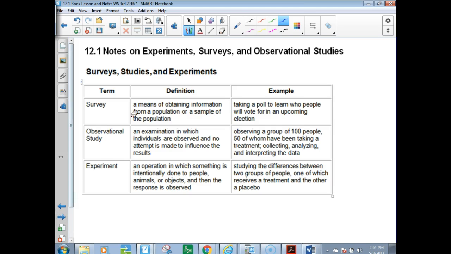All right, so let's get to here. So we're going to look at surveys, studies, and experiments. You have another column that says bias. I don't know why my picture here doesn't have that on it. Somehow we must have missed it when we made the slide.